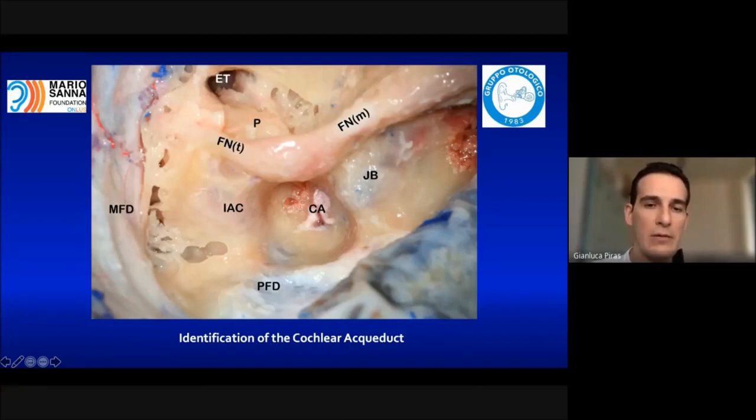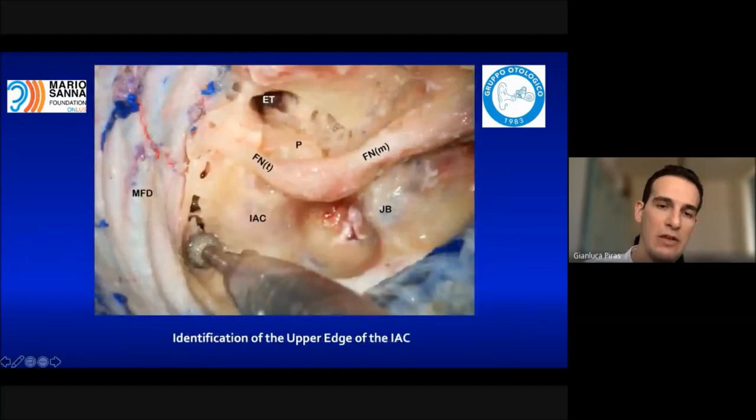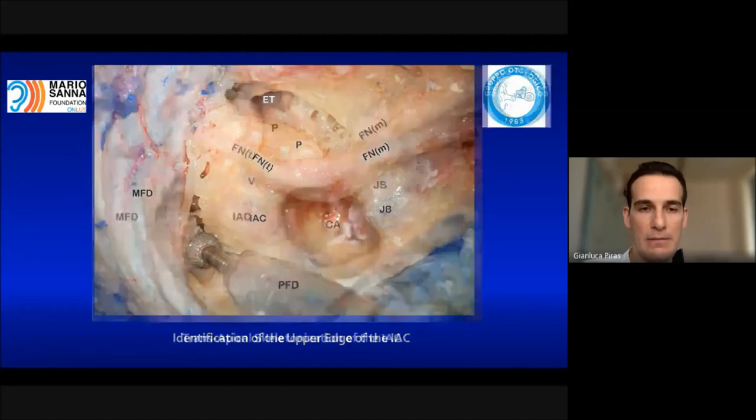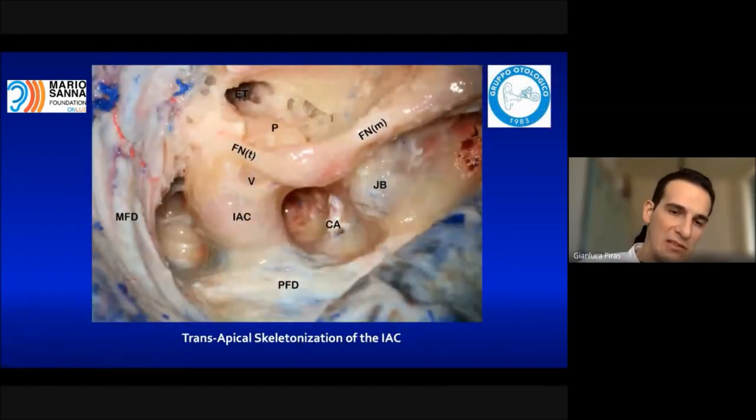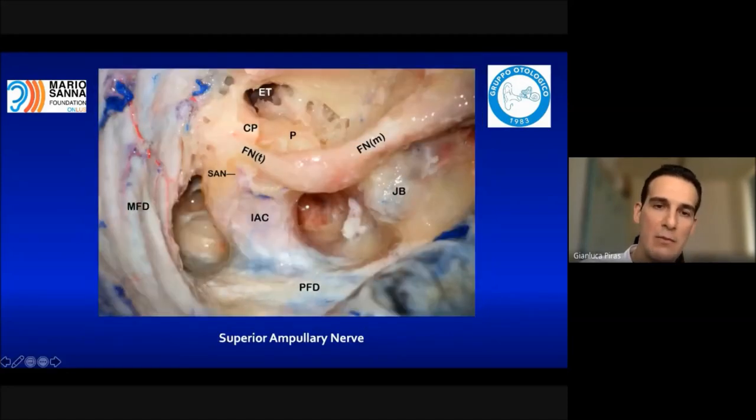Then you move superior. In this case, you have a right ear, so the drilling should be in a clockwise direction, following the posterior fossa dura, the sinodural angle, and the middle fossa dura, until you reach the superior aspect of the internal auditory canal. If you leave the ampulla of the superior semicircular canal, you know where to drill, not damaging the labyrinthine segment of the facial nerve. You see, this is a transapical skeletonization of the internal auditory canal, and then we move towards the landmarks.